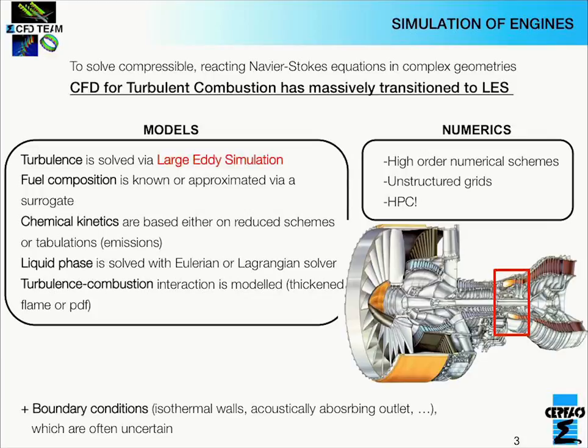And with that, we need also numerics. So for large eddy simulation, you need higher order schemes, typically third order. For complex geometries like these ones that are shown here, you need unstructured grids, and of course you need high-performance computing. This is a key part of all these projects. Just mentioned here boundary conditions. This is very important to ensure, to guarantee the reliability of the simulation. And the problem is that it is often uncertain. I mention that now because I will go back to this point later.